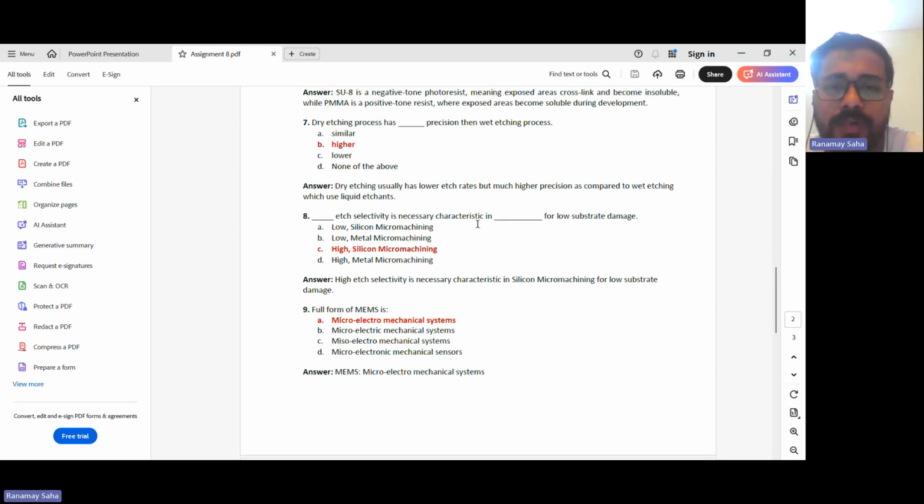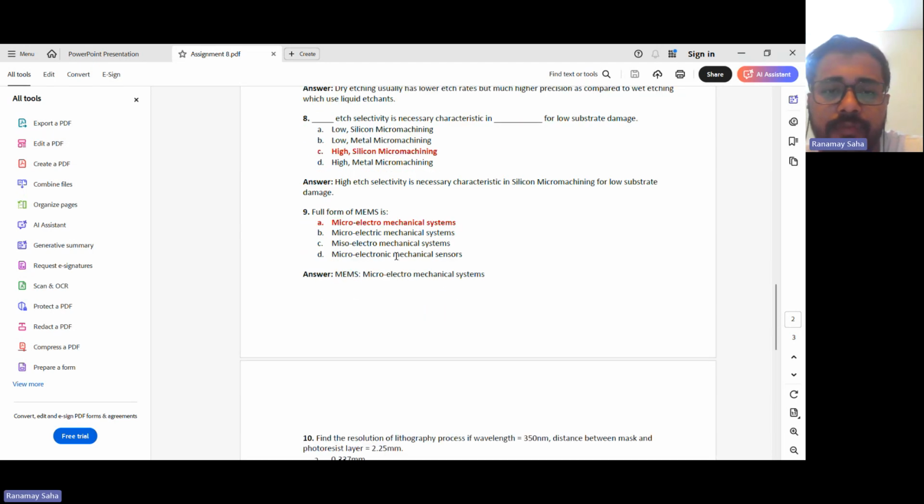And then there is a question about etch selectivity. We have seen through some diagrams what etch selectivity is, what defines etch selectivity, and how important it is in the case of micromachining processes. So high etch selectivity is a necessary characteristic in micromachining for low substrate damage. Given there is a high etch selectivity, substrate damage comes down. Given there is a low selectivity, the substrate damage goes up. So option C is the correct option clearly.